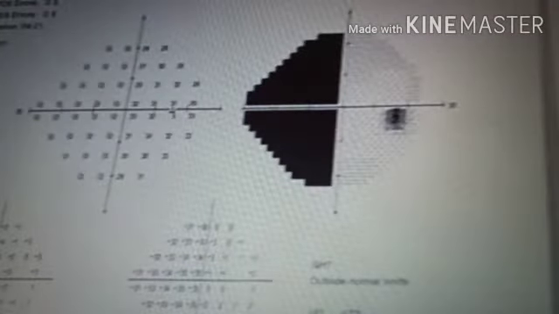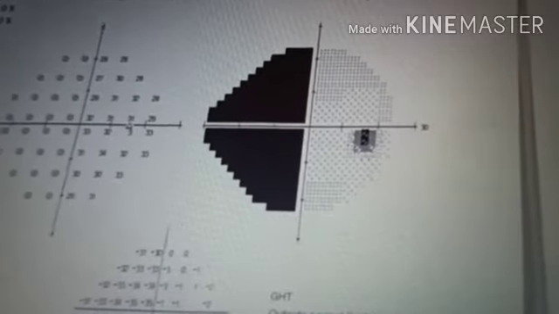Now check this. This is the numerical display on the left side, and the right side display is the grayscale. The left side numerical display represents the raw values of the patient's retinal sensitivity in decibels, and the right side gives the grayscale or graphical representation of the numerical display. Now here comes the total deviation on the left side and pattern deviation on the right side.